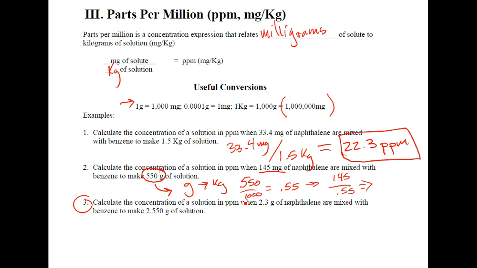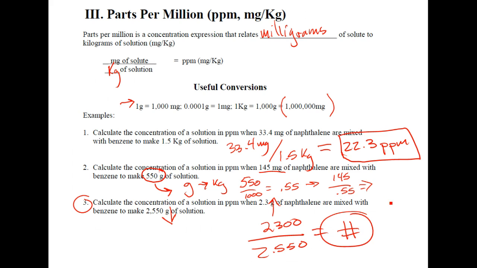Number 3, I've got to do both. This number should get bigger by 1,000, and this one should get smaller by 1,000, meaning a factor of 1,000, like 2,300 over 2.550. I'm just too nice, but you can figure out that number. All right, so parts per million, piece of cake.